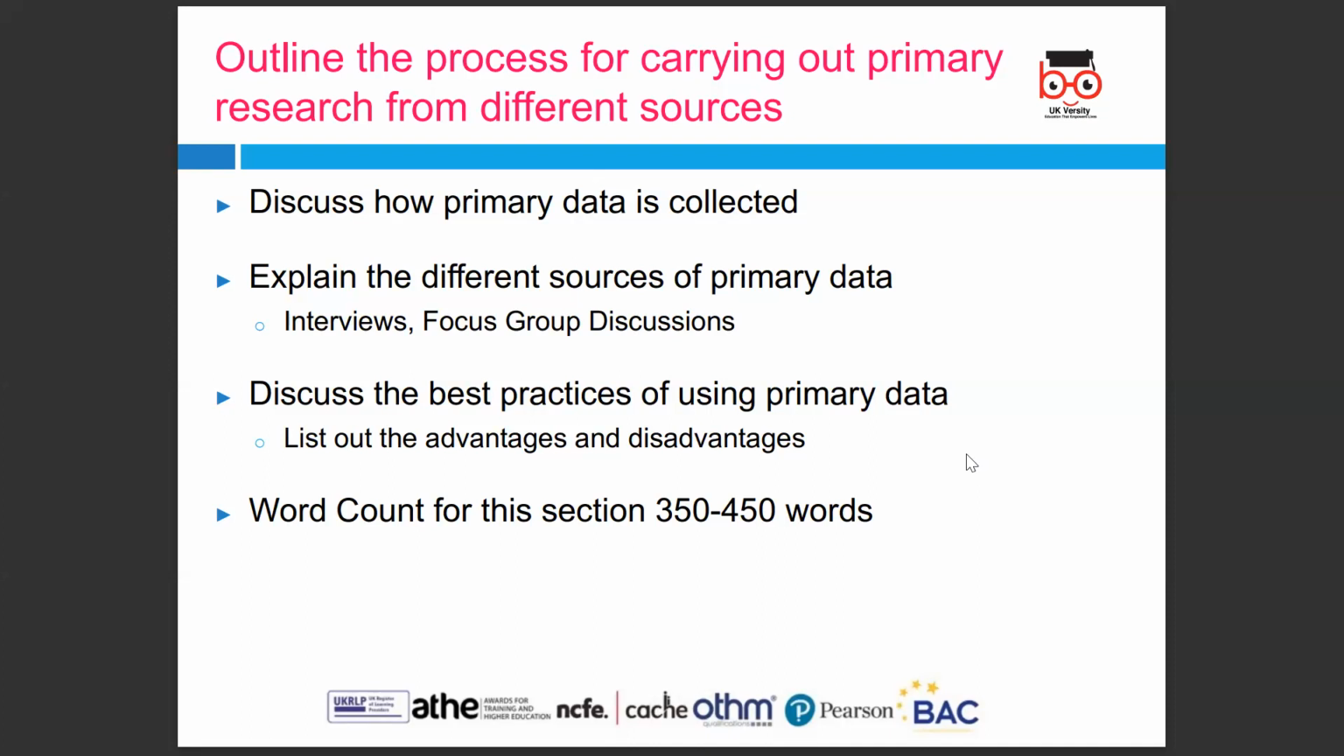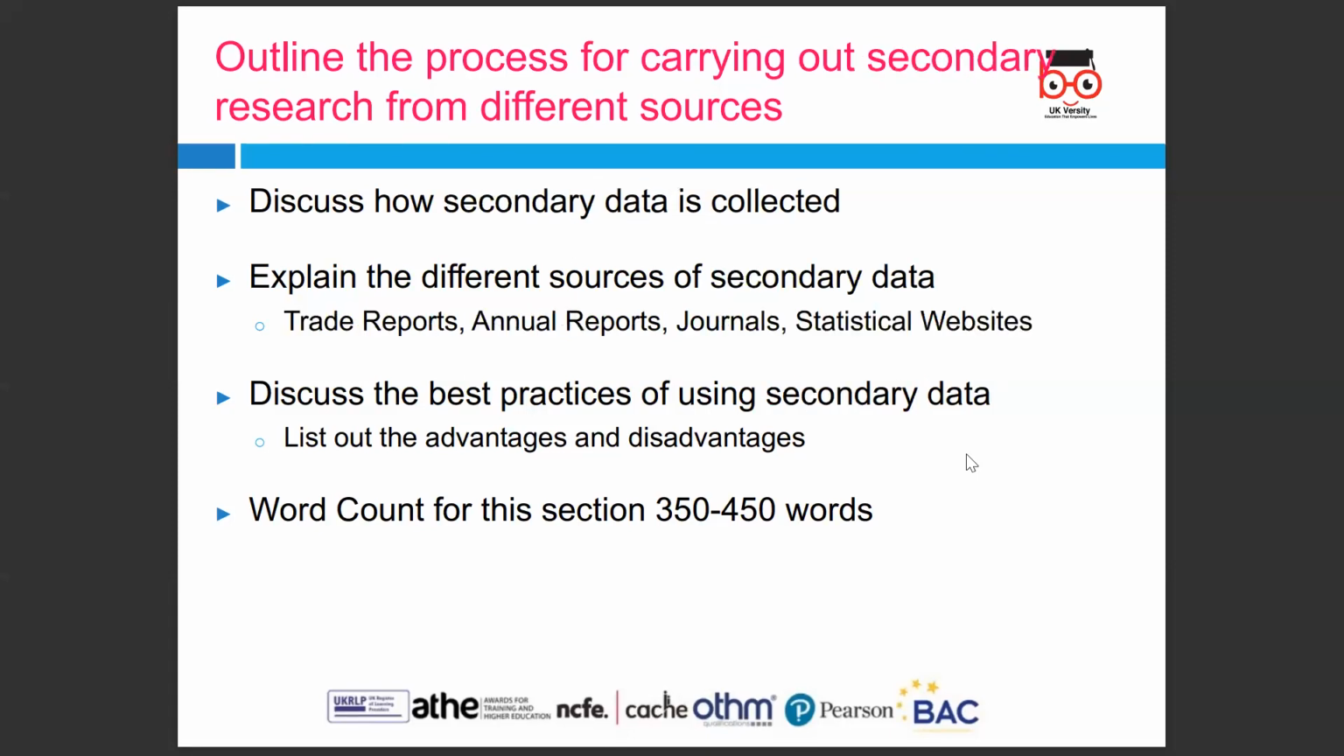For advantages, you could look at data interpretation being better, greater control of data, and updated data. For disadvantages, it is time consuming and costly, and requires experience to create questions. So these would identify the issues around completing this task on primary research. Then you would outline the process for carrying out secondary research from different sources, and look at how secondary data is collected and the importance of this.